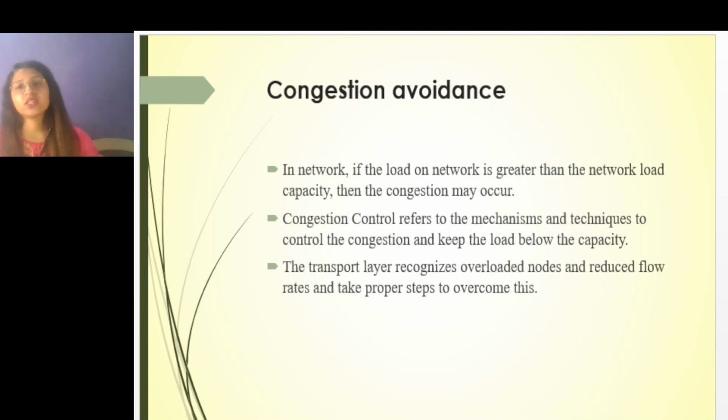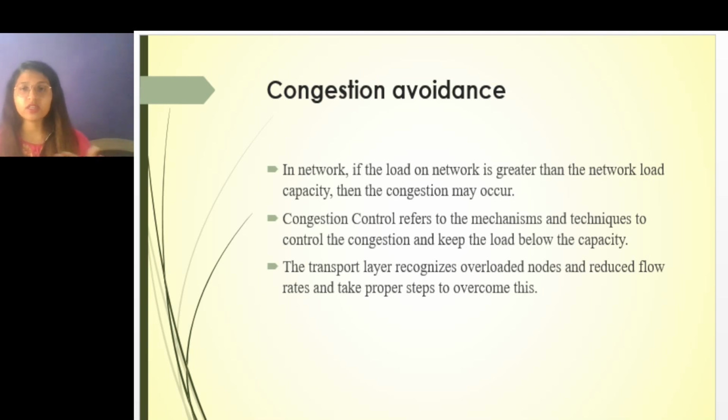Next is congestion avoidance. In a network, if the load on the network is greater than the network's load capacity, then congestion will occur. Congestion control refers to the mechanisms or techniques through which we control the congestion and keep the load below the capacity. So the transport layer is going to recognize the overloaded nodes, reduce the flow rate, and take the appropriate steps.